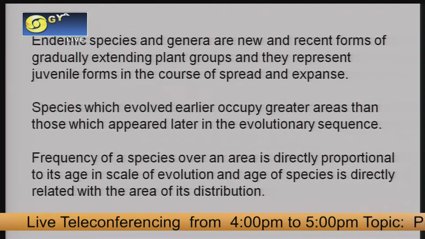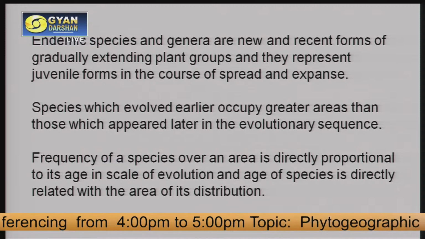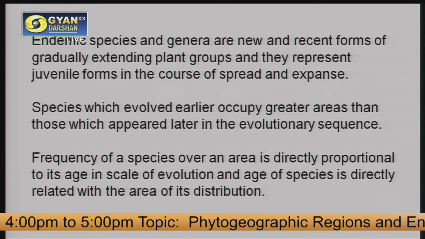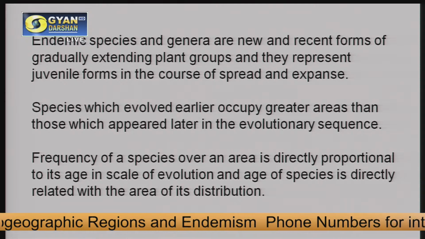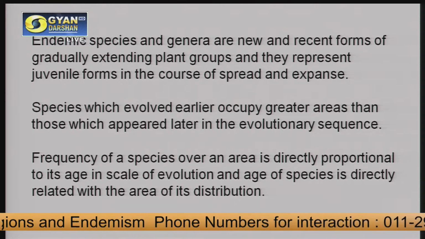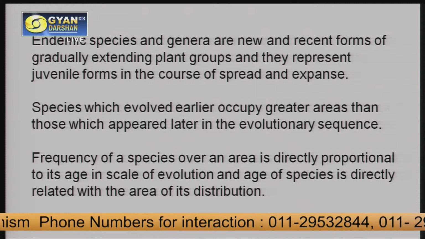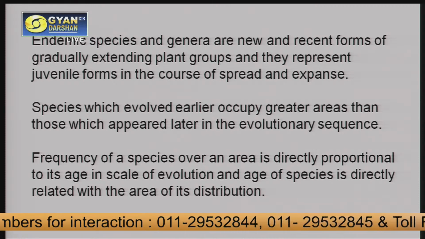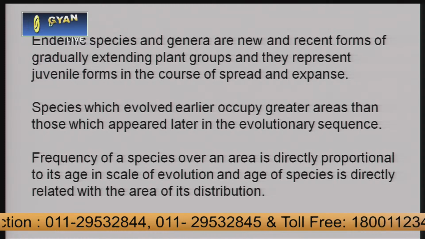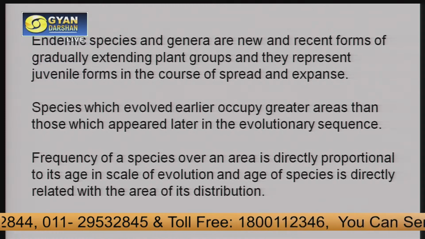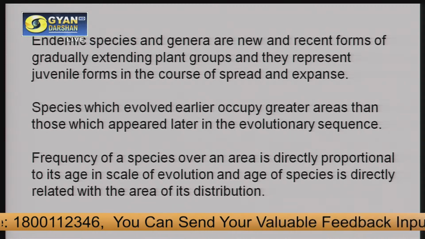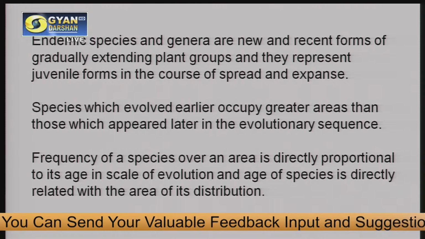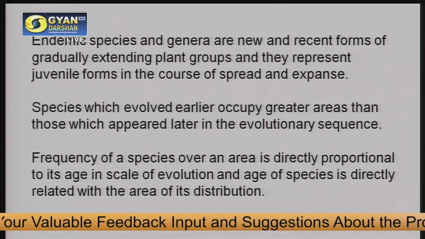So endemic species and genera are new and recent forms of gradually extending plant groups. The age and area hypothesis states that all endemic species are newly evolved. Why? Because endemic species are confined; they occupy a very small area. So they are newly evolved, according to the age and area hypothesis. And obviously those species which are widely distributed, according to this hypothesis, originated at a very ancient or primitive time. But this is not true.